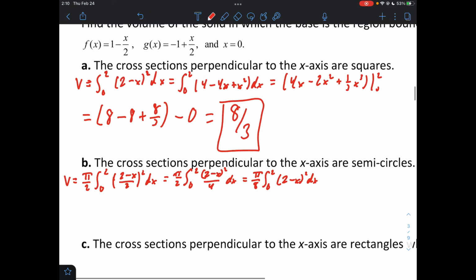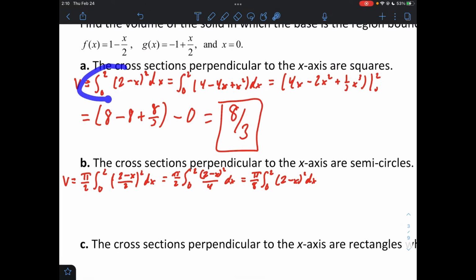And didn't we just do the integral of 0 to 2 of (2 minus x) squared dx? We sure did. So we know that this is 8/3. So my answer is pi over 8 times 8/3, or pi over 3.